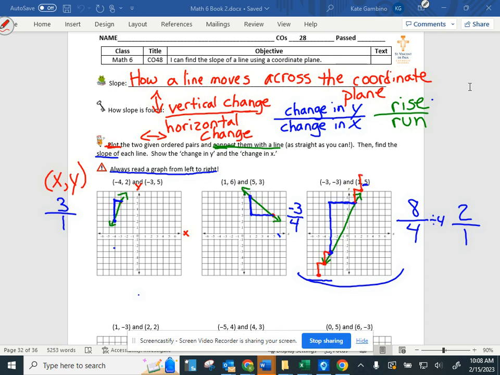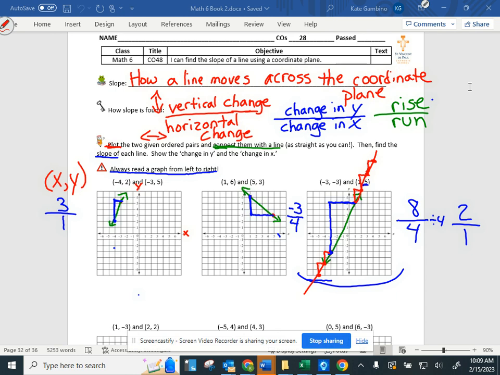And we know that we could keep on going like that. And that's how our line is going to continue. So we can use that slope to continue our line. We're not continuing the lines today, but we will be.